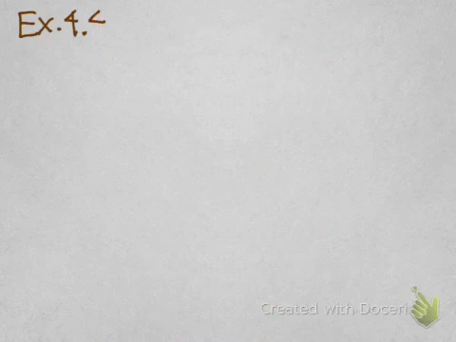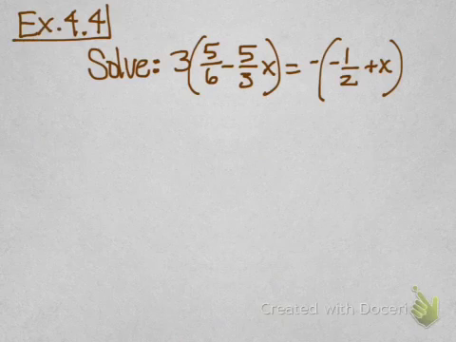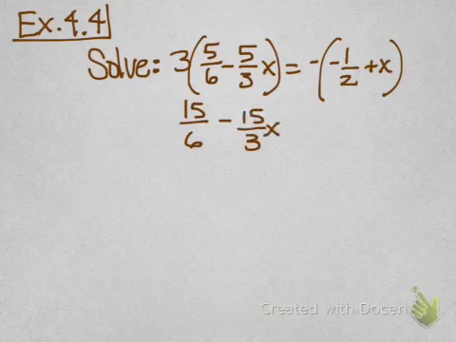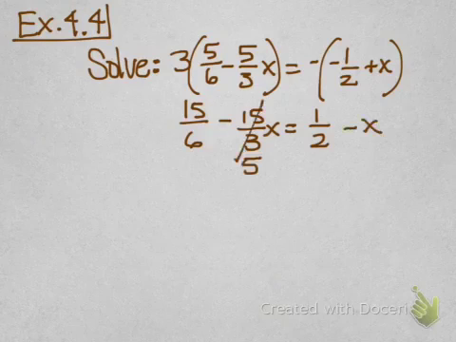Okay. Let's do another example. Solve this equation. So the first thing that we will do is we will distribute. So 3 times 5 sixths is 15 sixths. 3 times negative 5 thirds is negative 15 thirds x. That equals positive 1/2 minus x. Okay, 15 thirds is 5, so we have negative 5x.